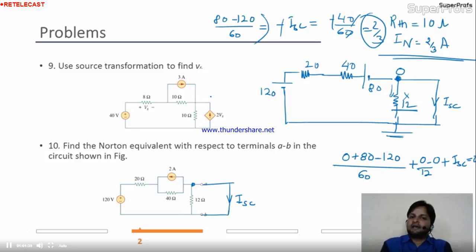So friends, this is all about the circuit theorems and problems based on the circuit theorems. In the next video lecture, we will see some more problems and then finish this chapter.